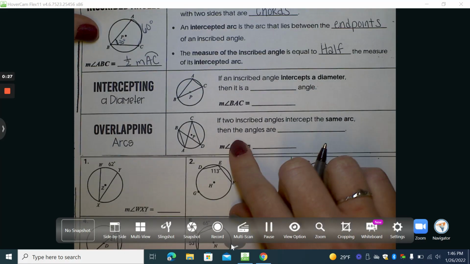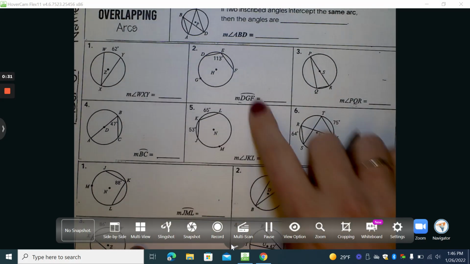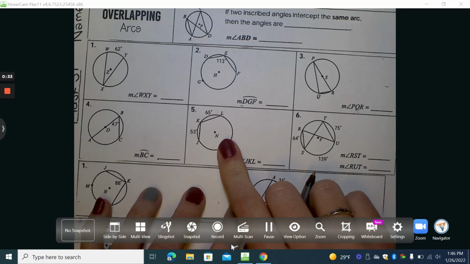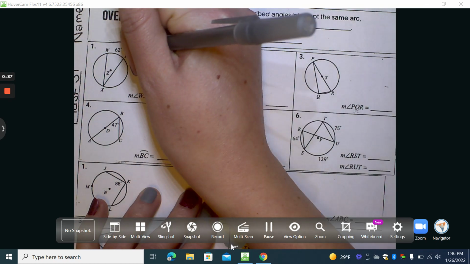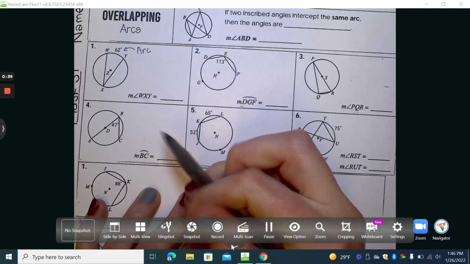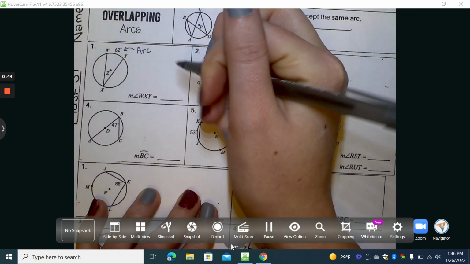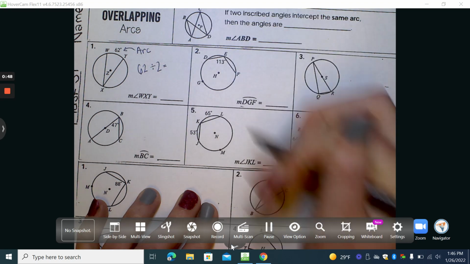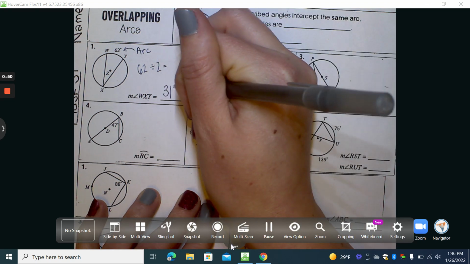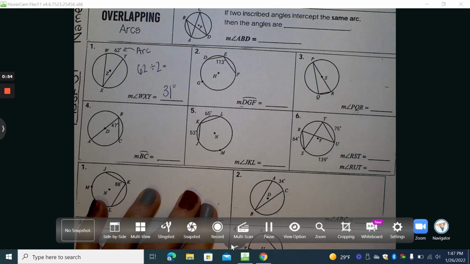So we're going to skip these two spots right now and move down to these 4 questions right here, 1, 2, 4, and 5. And we're going to just practice. If we're given the arc and asked to find the angle, I'm going to divide by 2. 62 divided by 2 is 31 degrees. So that angle inside is 31 degrees.